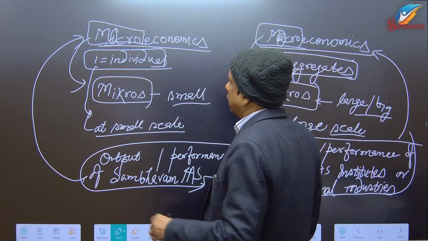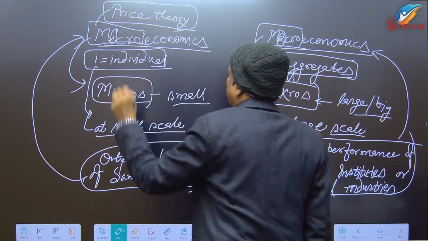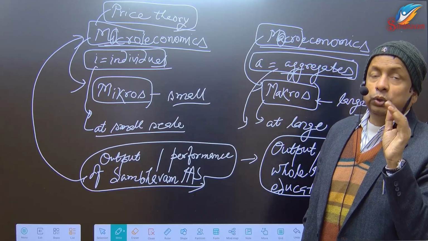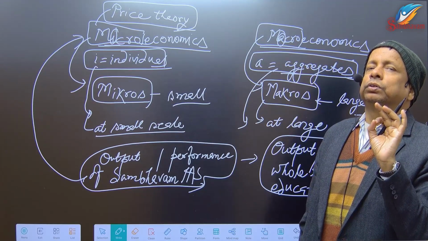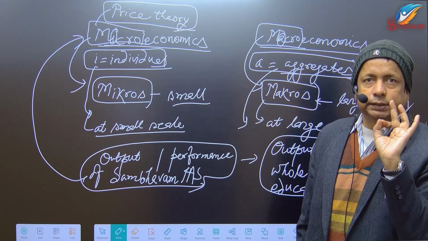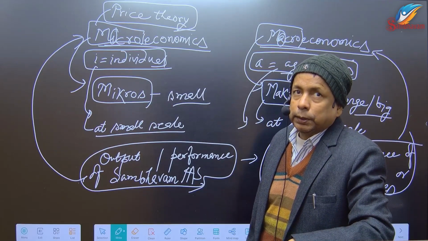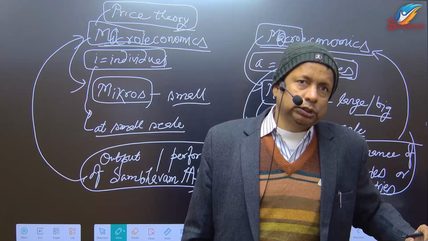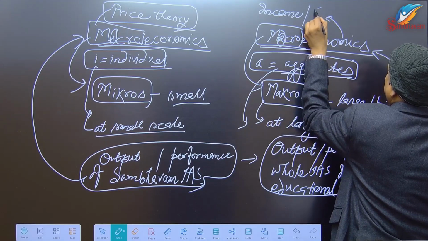Microeconomics is also known as price theory. Why? Because it is market forces which determine the demand and supply of a good, ultimately resulting in the fixation of the price of that very good or service. Okay? So microeconomics is also known as price theory. Macroeconomics is known as income theory, or income and employment theory.